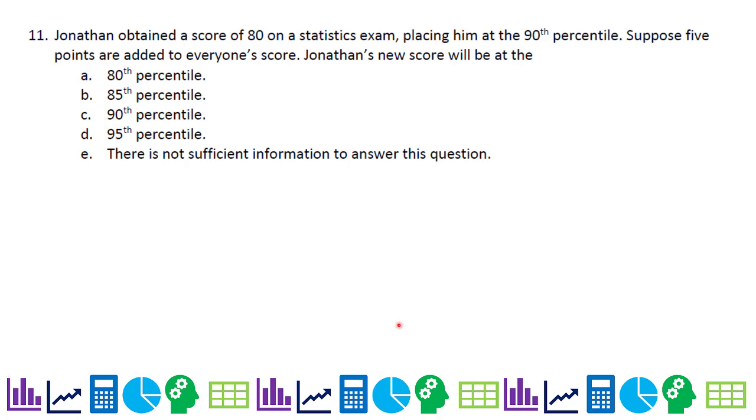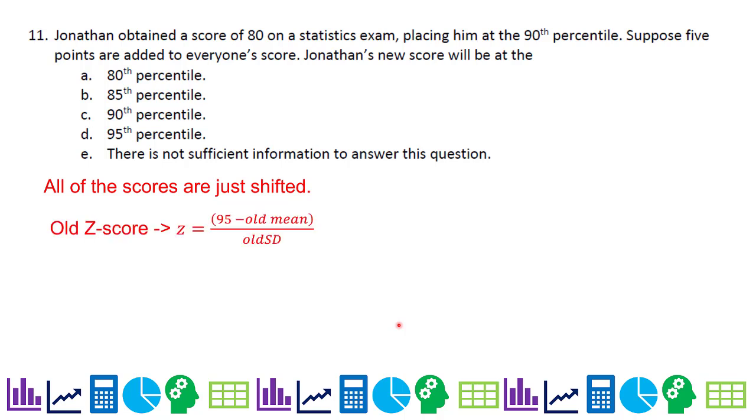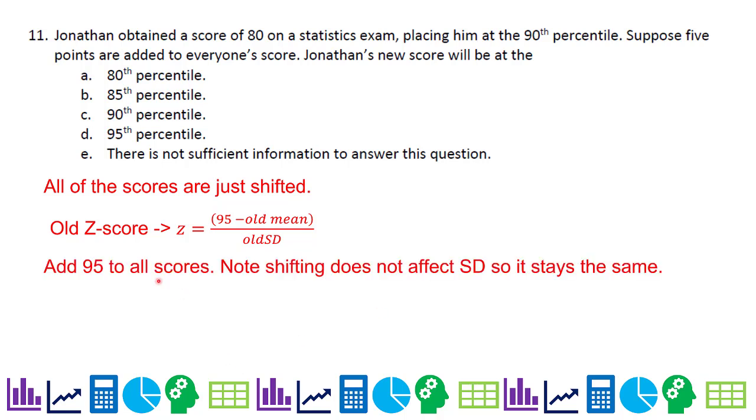Number 11. Jonathan obtained a score of 80 on a statistics exam, placing him at the 90th percentile. Suppose that 5 points are added to everyone's score. Jonathan's new score will be at what percentile? So first of all the scores are just shifted, all right? So I'm going to have my old z-score. I'm going to use z-scores to illustrate this because you can get percentiles from z-scores. So my old z-score is z equals 95 minus the old mean divided by the old standard deviation, right? And let's say I add, it says 95, but pretend I said add 5.